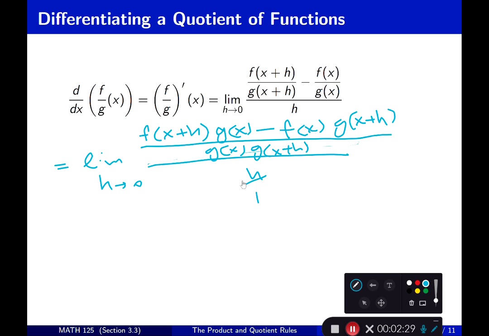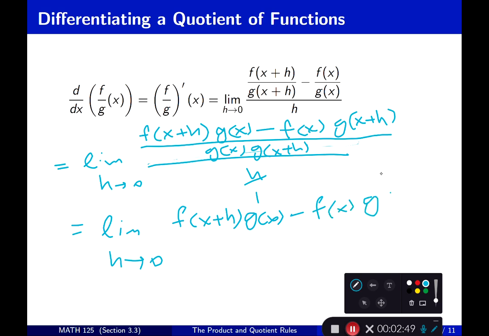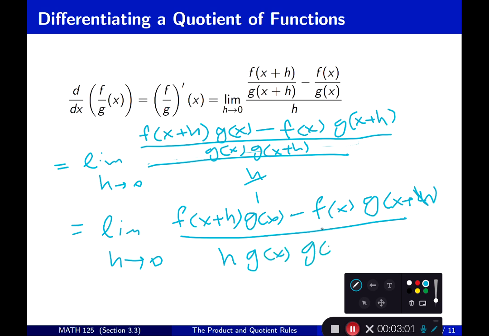Now, this is a complex fraction, fraction over fraction. Do what you need to do: numerator times the reciprocal of the denominator. That becomes the limit as h goes to 0 of f of x plus h times g of x minus f of x times g of x plus h, divided by h times g of x times g of x plus h.